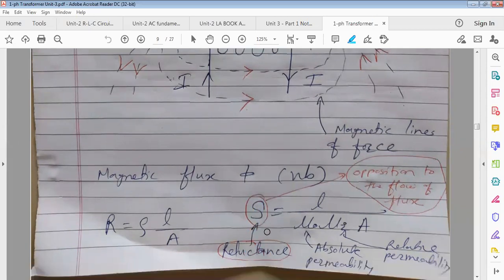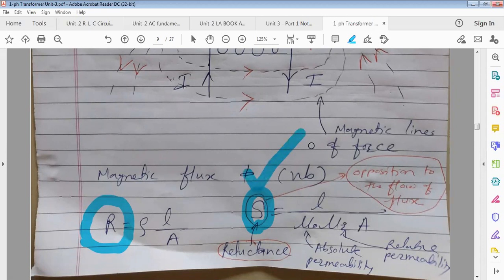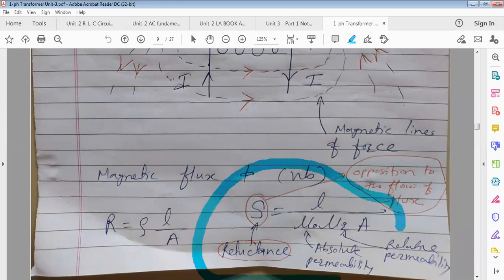Now here capital S is the reluctance. It is the opposition offered to the flow of flux by magnetic materials. Like in an electric circuit, opposition offered to the flow of current by metals is resistance, capital R. Similarly, in magnetic circuits, opposition offered to the flow of flux is reluctance, denoted by capital S. The derivation and formula are not in your syllabus. Just to understand why silicon steel is used, I'm using this formula: reluctance is L divided by mu 0 mu r A.